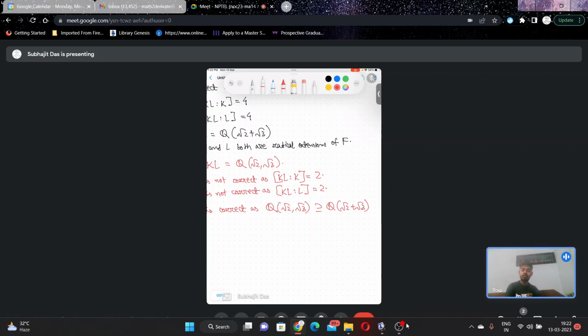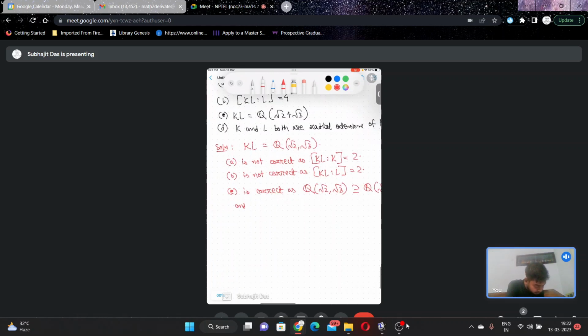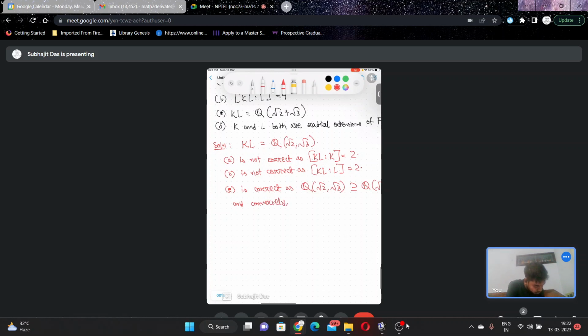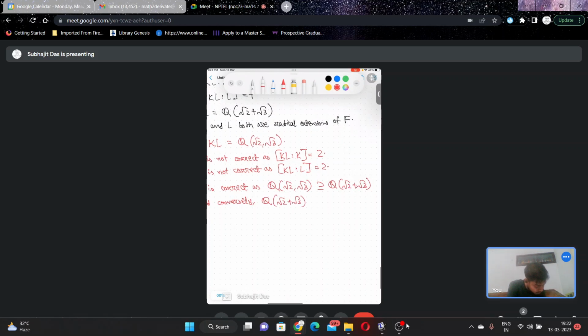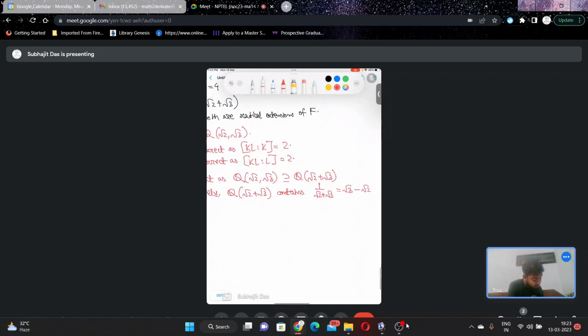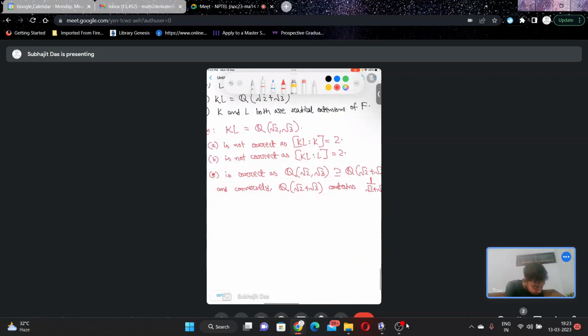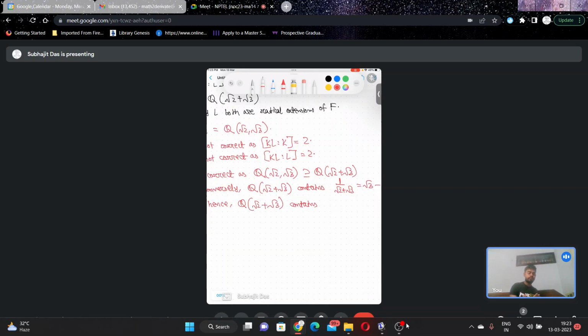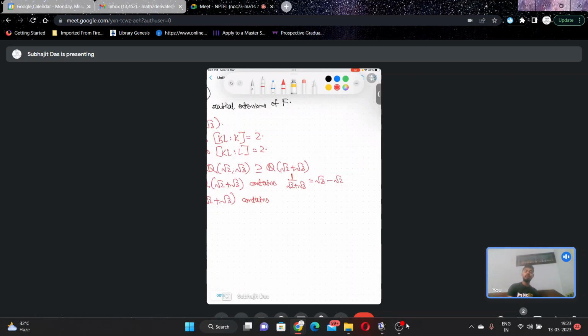and the smallest subfield of C, let's say, which contains both Q and root 2 plus root 3 is Q adjoined with root 2 plus root 3. So Q adjoined with root 2 plus root 3 must be contained in this, and conversely Q adjoined with root 2 plus root 3 contains 1 over root 2 plus root 3, which is equal to root 3 minus root 2, right? So it contains root 3 minus root 2, and hence it contains root 2 plus root 3 minus root 3 minus root 2, which is twice root 3, and hence root 3 is also contained.